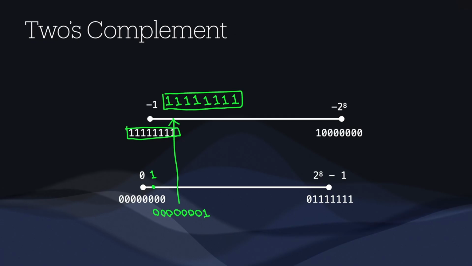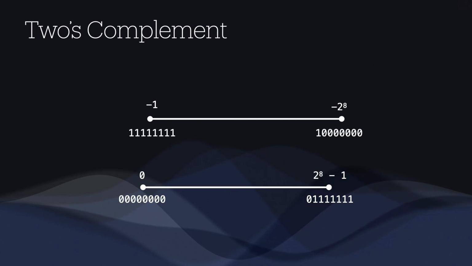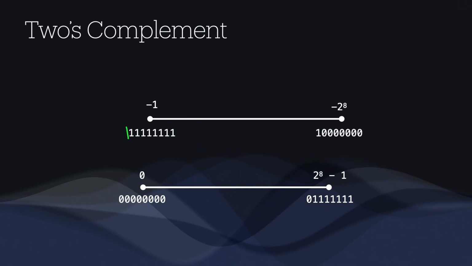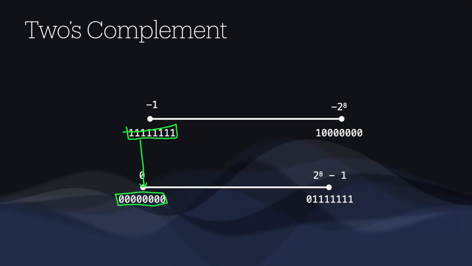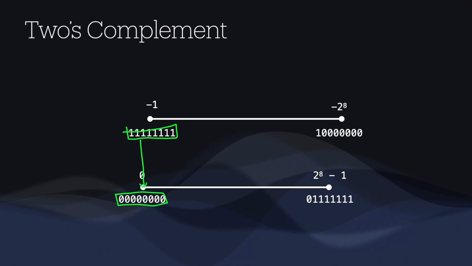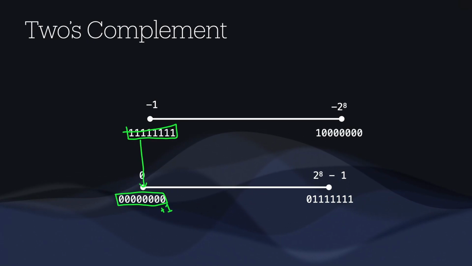Now, how do we get from negative 1 back to positive 1? Well, to start, we know we're going to have to flip the bits at some point, so let's start by doing that. The binary starts as all 1, so flipping the bits is easy. It's just going to go to 0. And once we're at 0, we know that the binary for 1 is just a 1 at the last bit, so all we have to do is add 1.